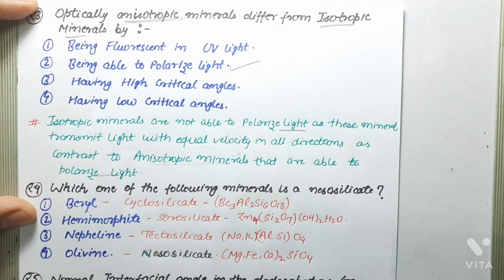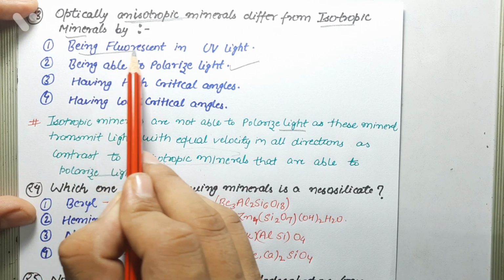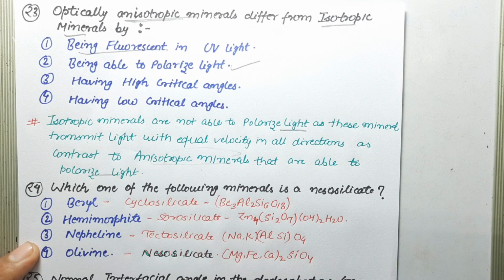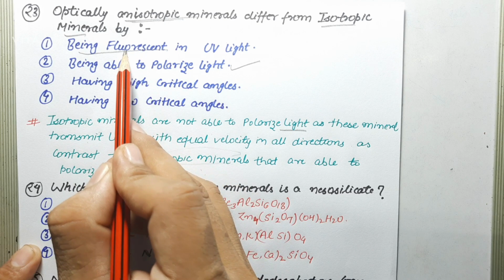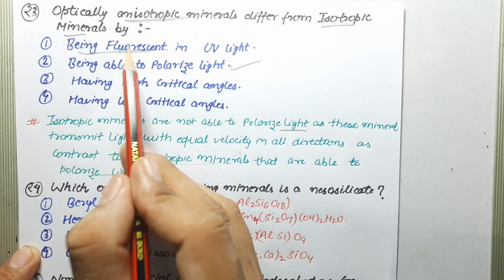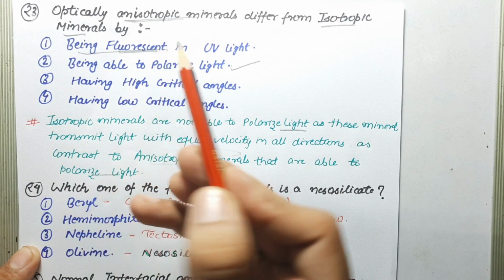In case of first option, being fluorescent in ultraviolet light, fluorescence is observed by illuminating a mineral sample in a darkened room, with either short or long ultraviolet wave. And this fluorescence is shown by fluorite, which is isotropic, and scheelite, which is tetragonal, or you can say anisotropic. So clearly fluorescence is not restricted to the anisotropic or isotropic mineral, because it is shown by both isotropic and anisotropic minerals.